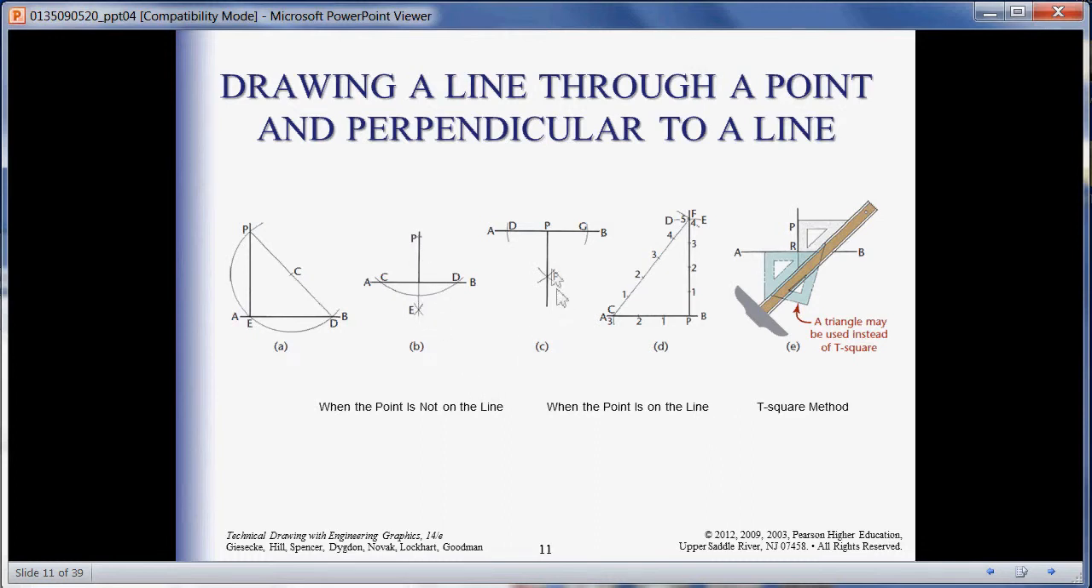Okay, again, here if you have a point that's on the line, all you need to do is set up your compass here, swing an arc, swing an arc. Okay, that'll give you 2 points equidistant. Then you open up your compass again, swing an arc here, swing an arc there, gives you point F. That point is perpendicular, and the line goes through that point as well.